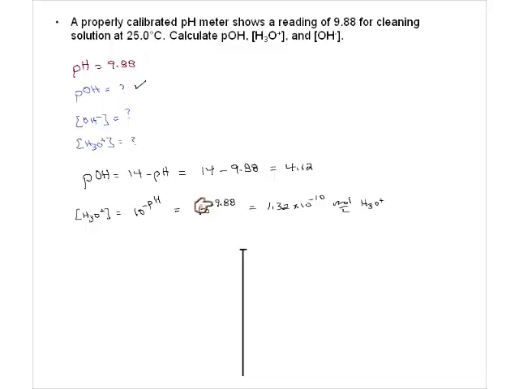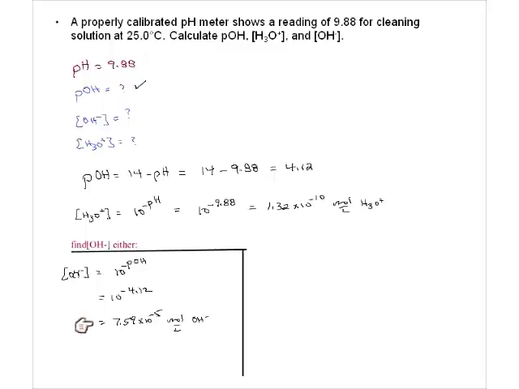Now to get OH, there are two methods, just like we did on the other side. Method 1: now that we know the pOH from up above, we can simply do OH minus is 10 to the minus pOH. So we can plug that in, and lo and behold, we get 7.5 times 10 to the minus 5. You can check that on your calculator. Make sure you got the right answer.